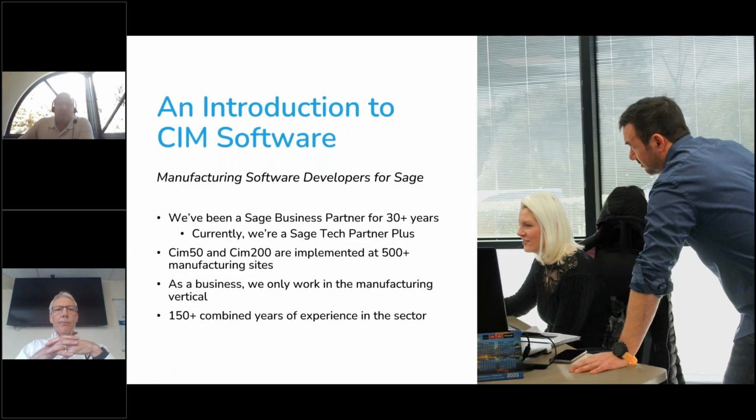For those who don't know us very well, just a quick introduction to what we are. We are and have been Sage business partners and developers for over 30 years, and we've only been working within the manufacturing verticals at Sage 50 and Sage 200 level. Currently, we have two products on Sage price lists, which are Cim200 Manufacturing for Sage 50 and Cim200 Manufacturing for Sage 200. These two products are in use in well over 500 manufacturing sites.